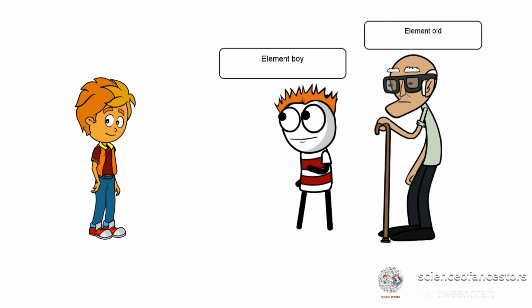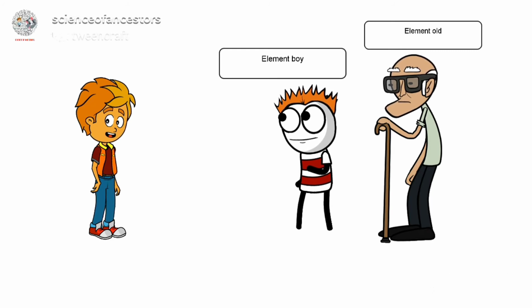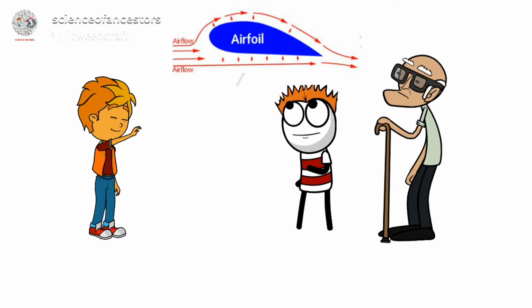Let me introduce these two air elements of the airflow, element boy and element old. They want to travel from the leading edge to the trailing edge. Because of this lockdown, only one person can travel through one surface of the aerofoil, and also they have a condition: they should reach at the same time. How is it possible? Dear old element and boy element, this is your aerofoil. If you want to travel through the upper surface, you have to travel a long distance.